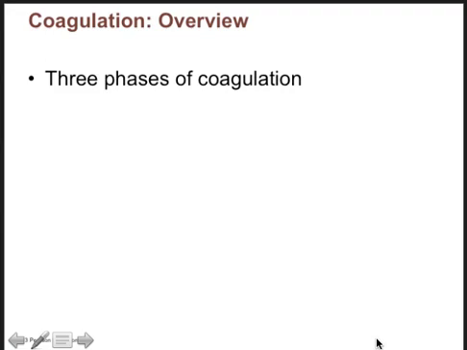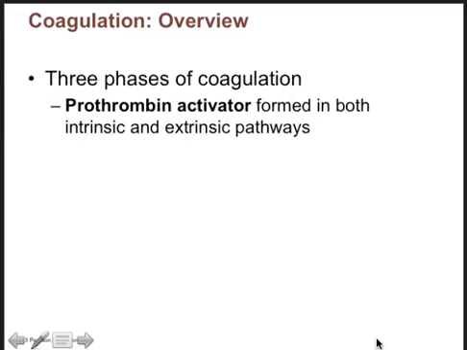If we look at these processes in a little bit more detail, and we examine coagulation, prothrombin activator is formed in both intrinsic and extrinsic pathways. What are these pathways?